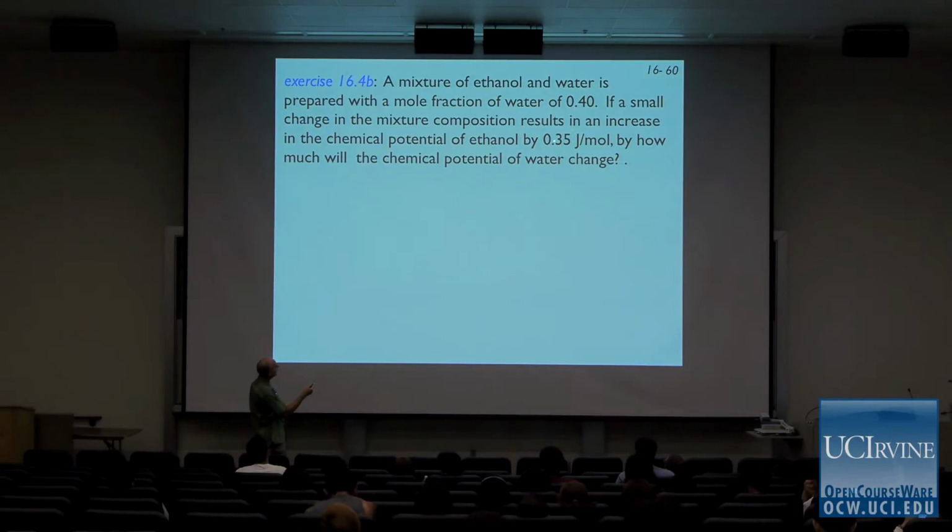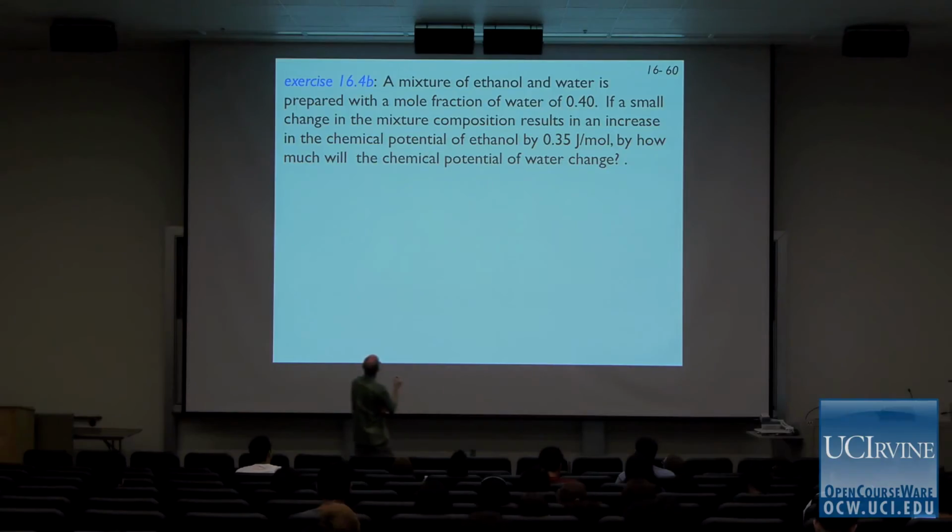Or if we change the chemical potential of one component of this two-component system, how will the chemical potential of the other component respond? All right, we know this is a Gibbs-Duhem problem because we're at equilibrium. Does it say that anywhere? It should say a mixture of ethanol and water at equilibrium.